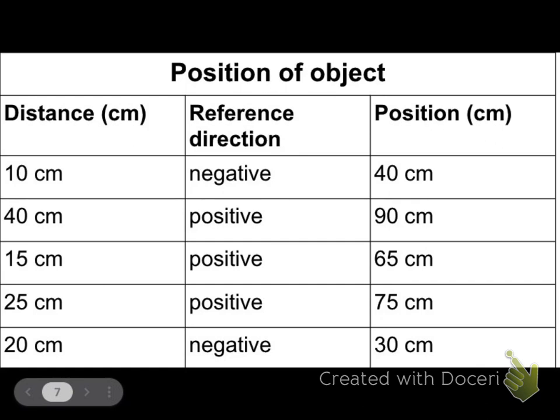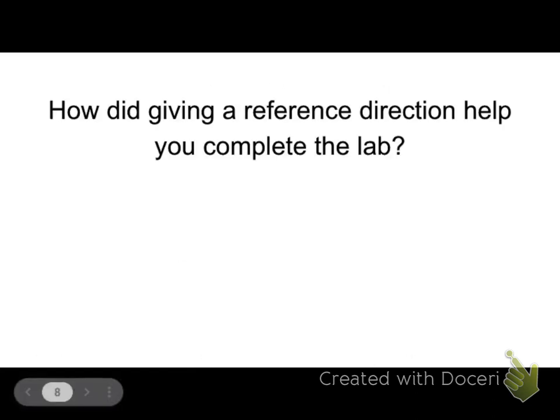Hopefully that's what you got. Should look something like this after you filled it out. Okay. And what we just learned and discovered is the other two things you have to have for telling someone the position of an object. First, we said you need a reference point. Now we know you also need a reference direction, and you also must have a distance associated with it. Okay? The reference direction helps you complete the lab because you know which direction you're moving from the 50.